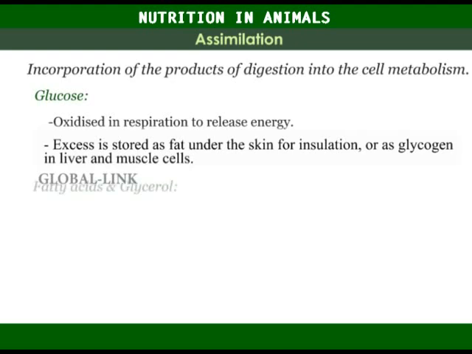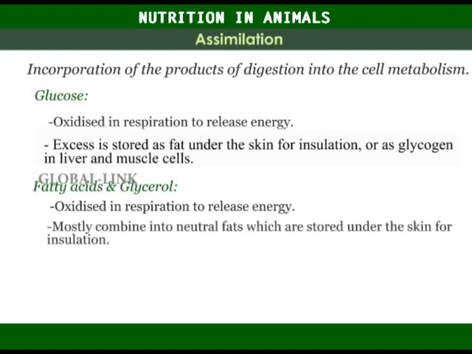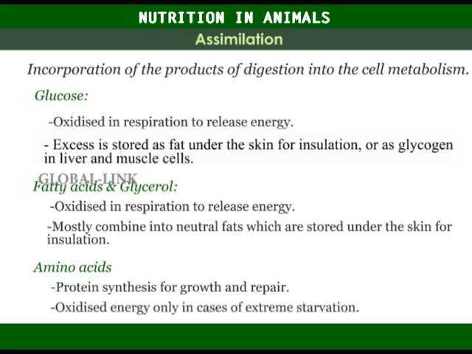Fatty acids and glycerol are also oxidized to release energy, but most of the fatty acids and glycerol combine into neutral fats which are stored underneath the skin to insulate the body against cold. The amino acids are used in the synthesis of proteins for general body growth and repair of worn-out tissues. In the absence of fats and glucose, they can be used to release energy through oxidation.